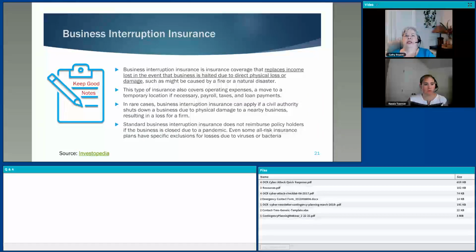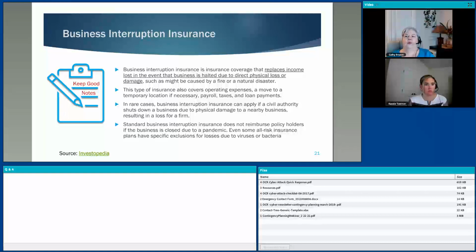Business interruption insurance comes in lots of forms and is available probably on more than one policy that you have. Business interruption insurance is coverage that replaces income lost in the event that the business is halted due to a direct physical loss or damage. It might be a fire, it might be a natural disaster. The one thing I can tell you is that if you're going to file a business interruption claim somewhere down the road, it's very important that you have really good notes.